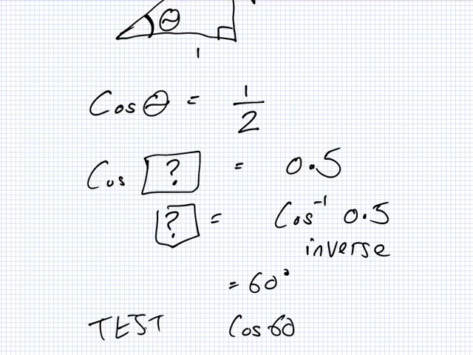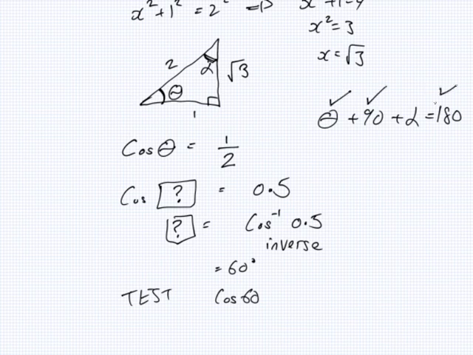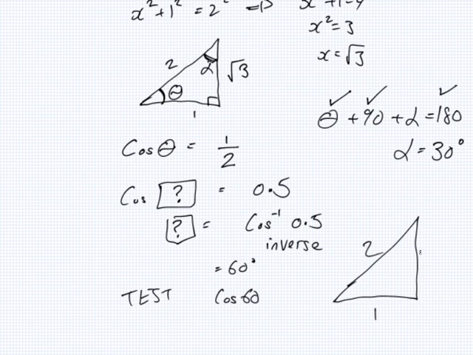Okay, let's get the other side. Let's get this angle here. Well, the easiest way to get that is we know that theta plus 90 plus alpha, let's call this angle alpha, should equal 180. And we know this, it's 60. This is 90, this is 180, so we know alpha must be 30 then. So now I have everything on my triangle. 1, 2, root 3, 90, 60, 30.